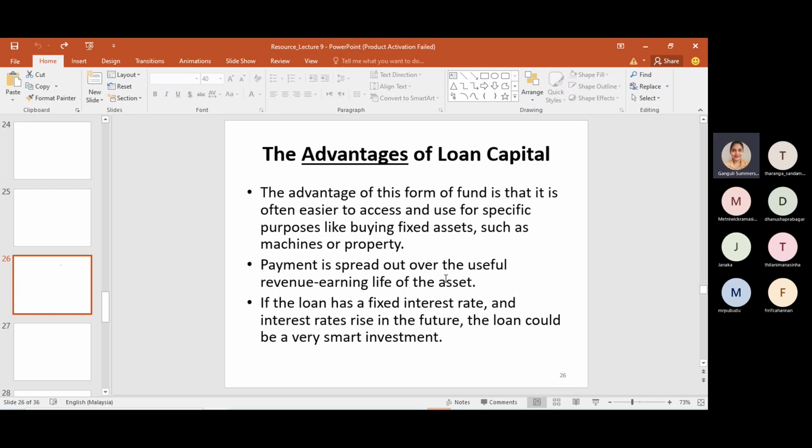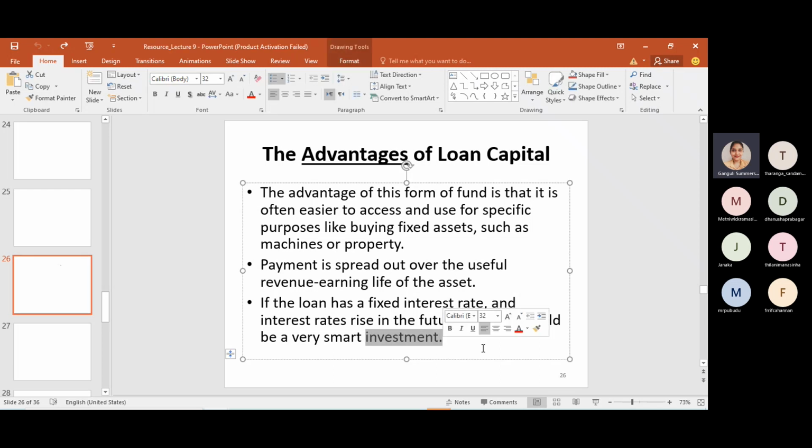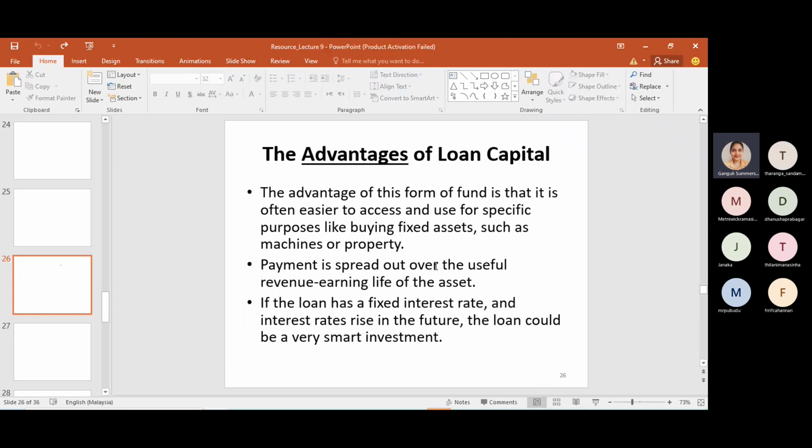So if the loan has a fixed interest rate, even if the interest rates increase in the future, these increases are not applicable to you. Then the loan could be a very smart investment because you were able to get the loan when the interest rates were lower, right? So these are some advantages of loan capital.